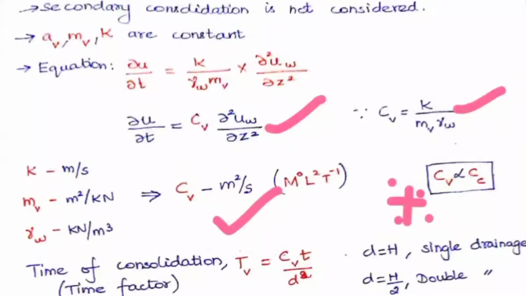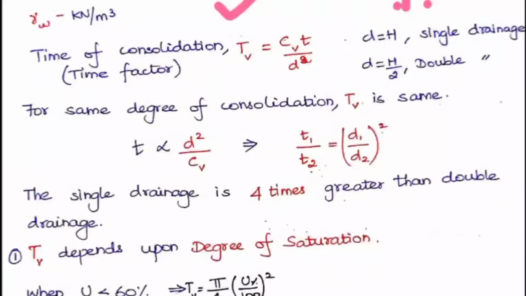And then we go to the term time factor, or the time of consolidation, that is the time taken for the consolidation to happen. So here Tv is equal to cv t by d square. Here cv is the coefficient of consolidation, t is the time for consolidation, and d is the depth, that is the drainage path. If you take single drainage you take H alone. If it is double drainage you take H by 2. So this is the formula for time of consolidation. With everything given we can find the time factor, and for the same degree of consolidation Tv will be the same. This is an extra point to be noted.